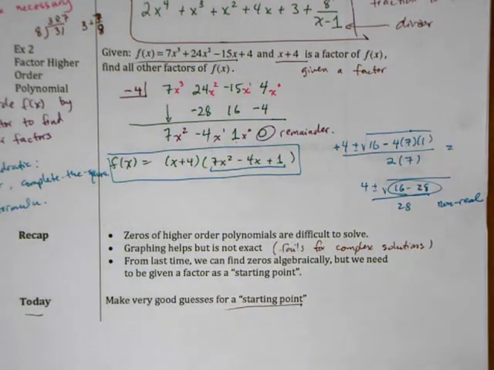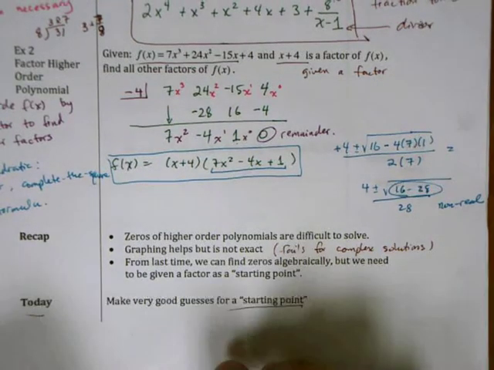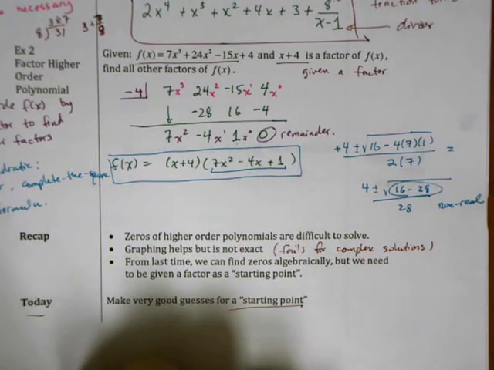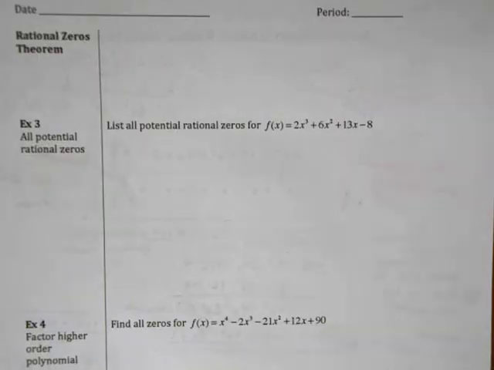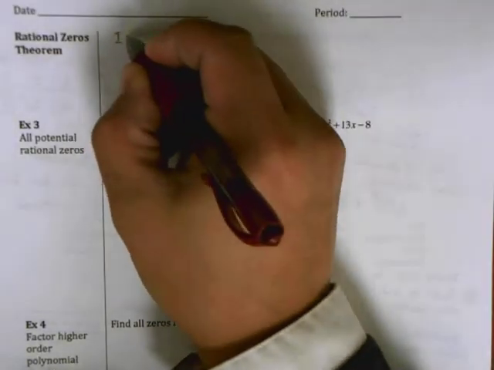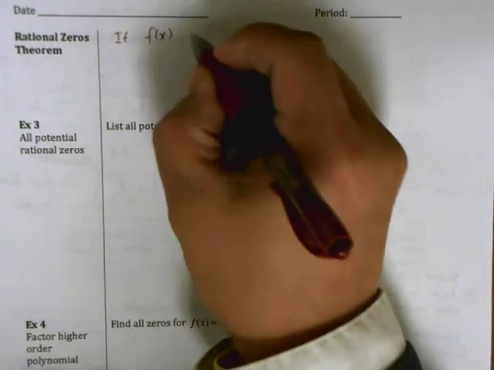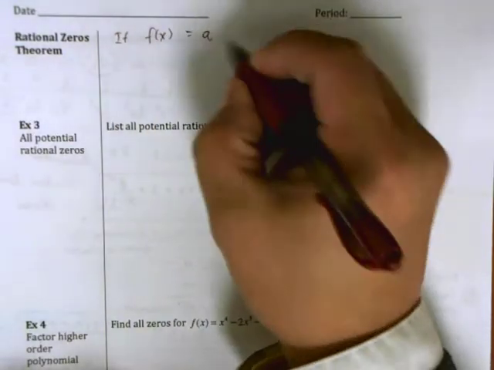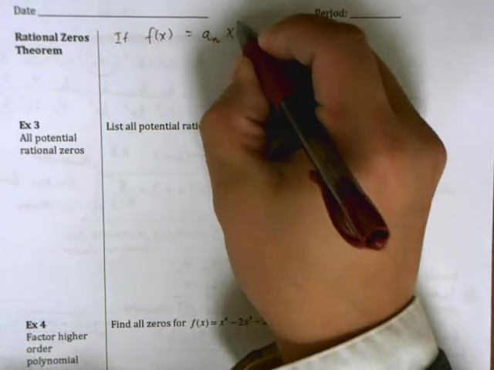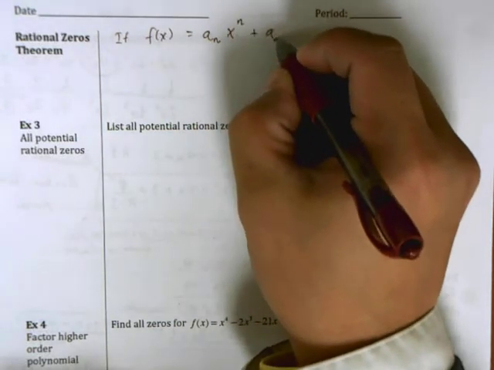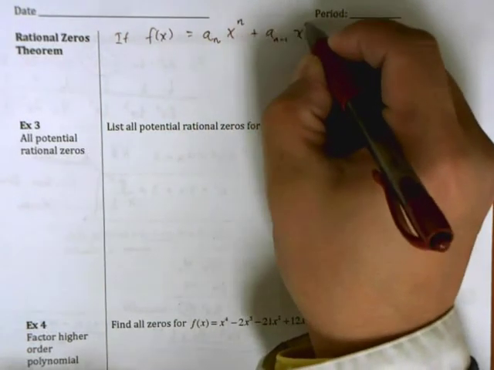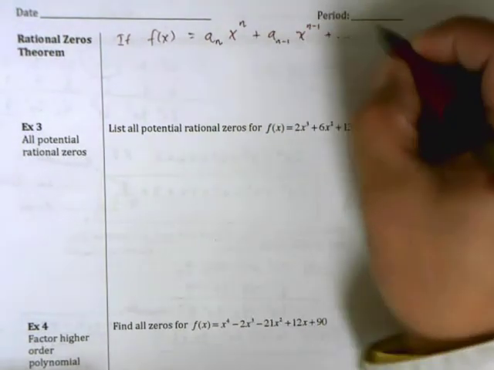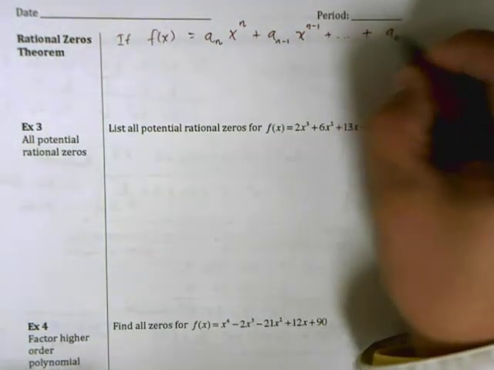Okay. And so I'm going to introduce an important theorem today. This is called the rational zeros theorem. And this is what it says. It says if f of x is a polynomial of this form, a sub n x to the nth power plus a sub n minus 1 x to the n minus 1, and so on and so forth, all the way to a sub 0.